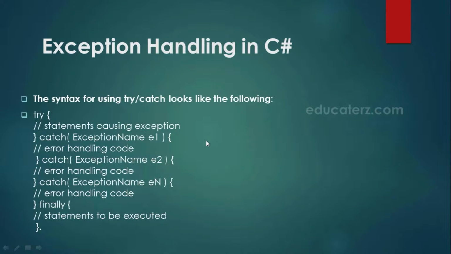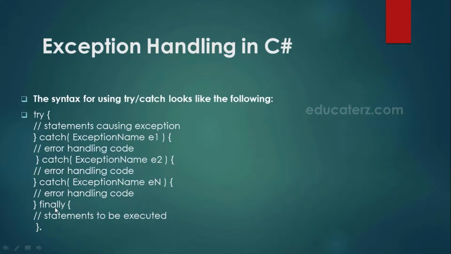Now let us see the syntax for this. The syntax for using try catch blocks looks like the following: try, then set of statements, catch, exception name, error handling code, then catch, then if you have another catch, then finally we have the finally keyword. A try catch block may contain n number of catch blocks, but finally will be only one time.